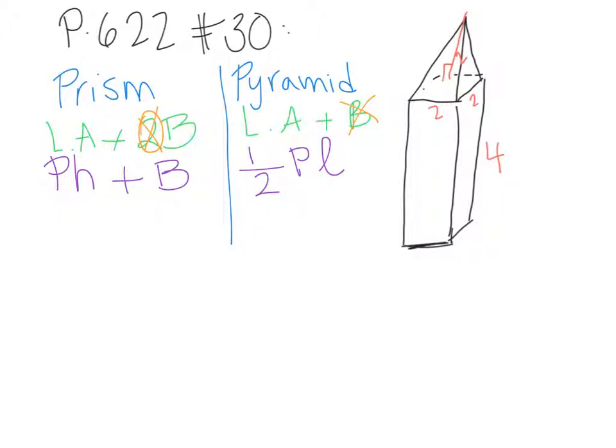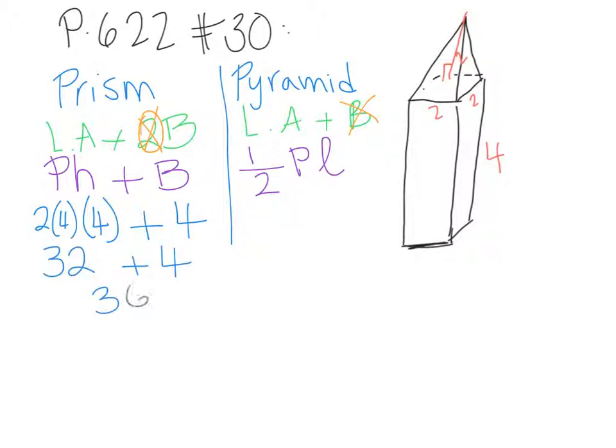Alrighty. Well, we have now that perimeter is just the perimeter of the base. So 2 plus 2 plus 2 plus 2, or 2 times the 4 sides, times the height of the prism, which is 4. I have 8 times 4, plus the area of the base. Well, side times side, length times width: 2 times 2, which is 4. So I have 8 times 4, which is 32, plus 4, which is 36.